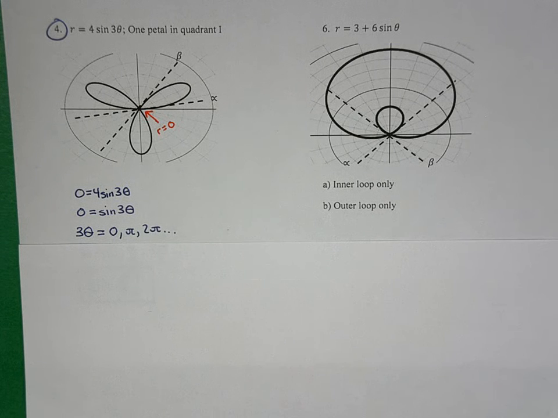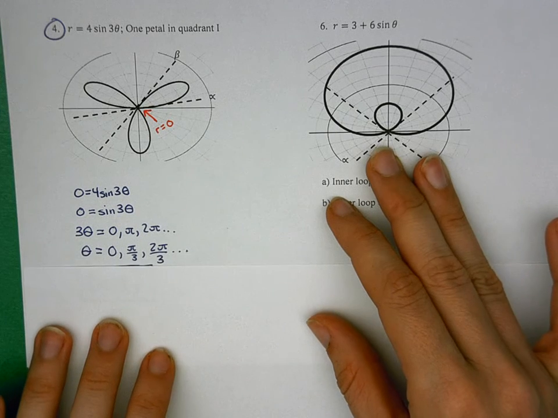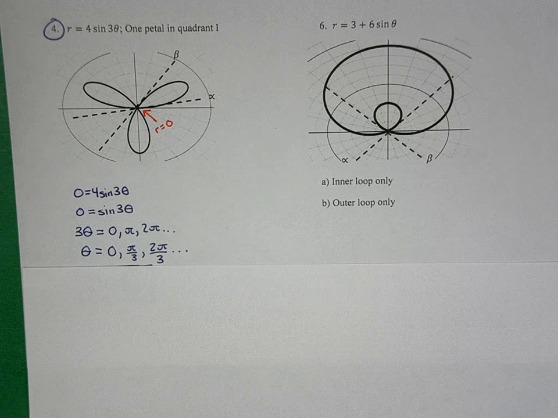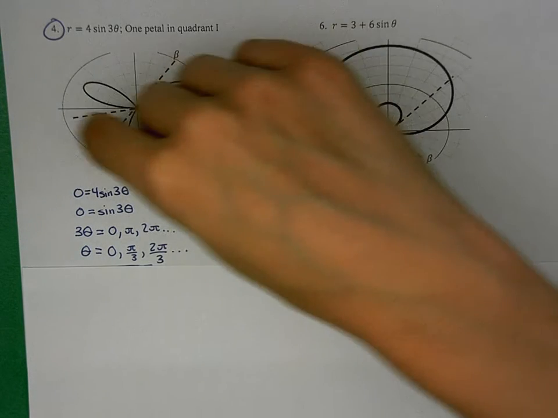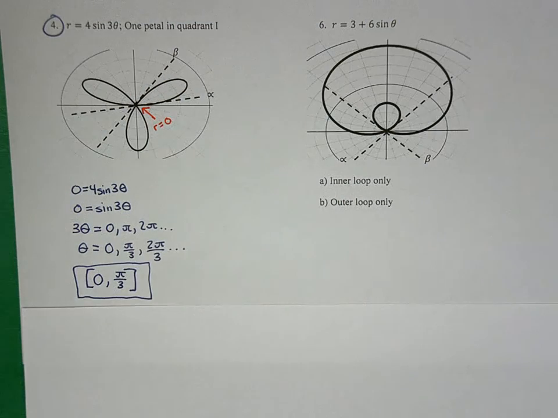Okay, so then what does theta equal? Well, if I divide by 3 through, 0 divided by 3 is 0, pi divided by 3 is pi over 3, and 2 pi divided by 3 is 2 pi over 3, etc. We only want the angles that give us that first quadrant petal, which would be everything starting at 0 and going through to pi over 3.